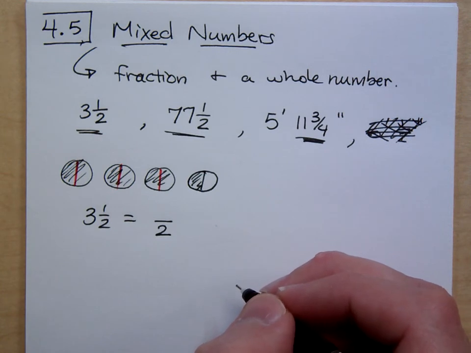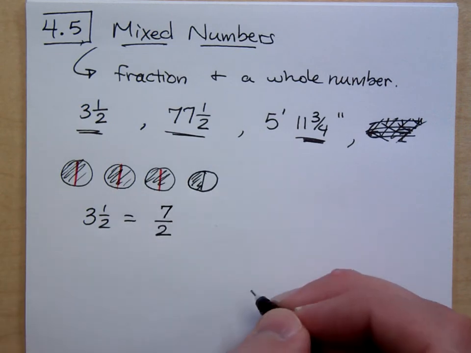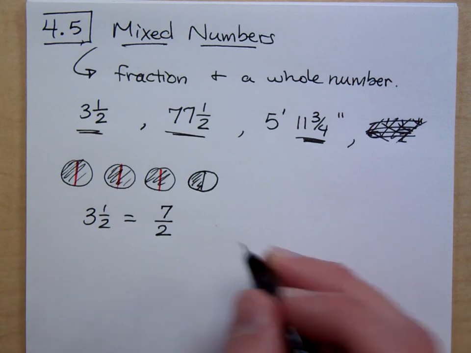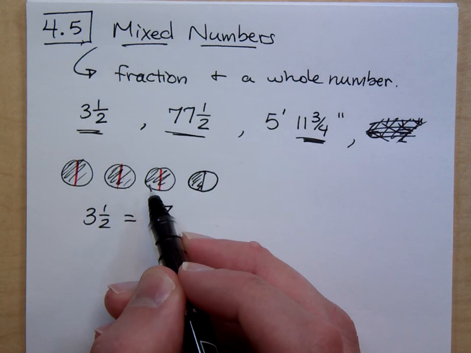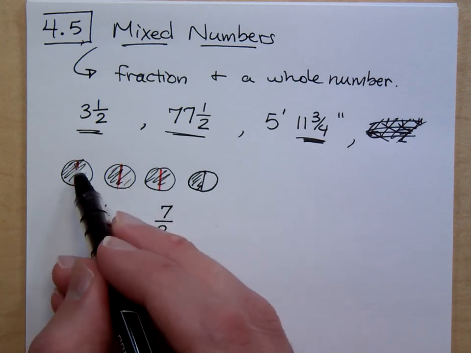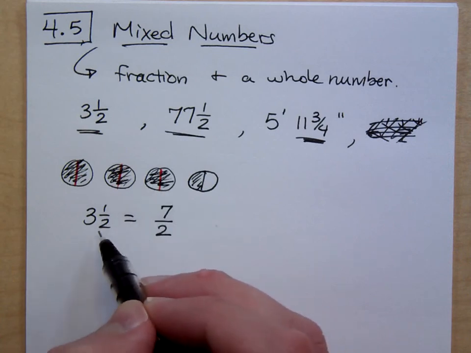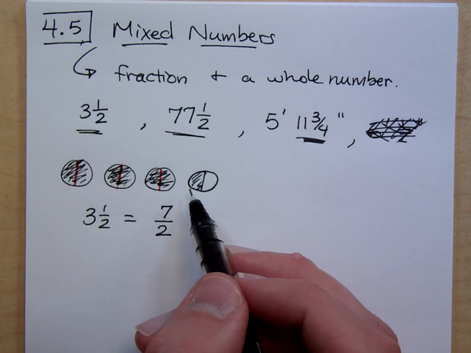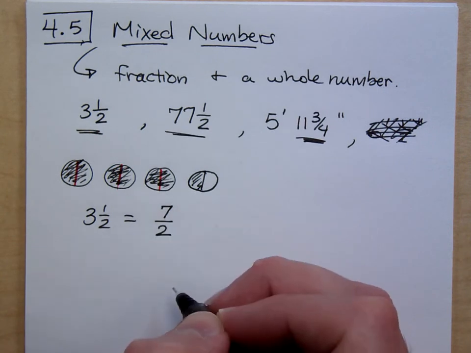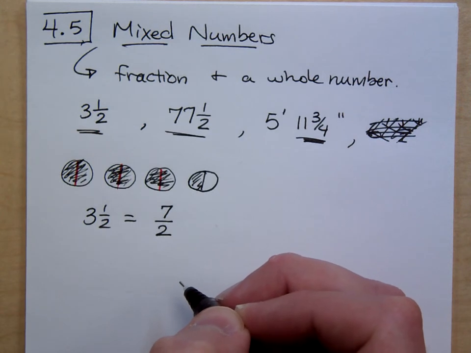1, 2, 3, 4, 5, 6, 7. You have 7 halves, right? Because for each of the 3 whole units that you have, how many halves are in one whole? 2. You have 2 halves in this whole, 2 halves in this one, 2 here, so that's 2 times 3, which is 6, plus you have an extra one, right? So that means that's 7 halves. Please understand that when I say 7 halves, that does not mean 7 1/2. A lot of people get confused about that.